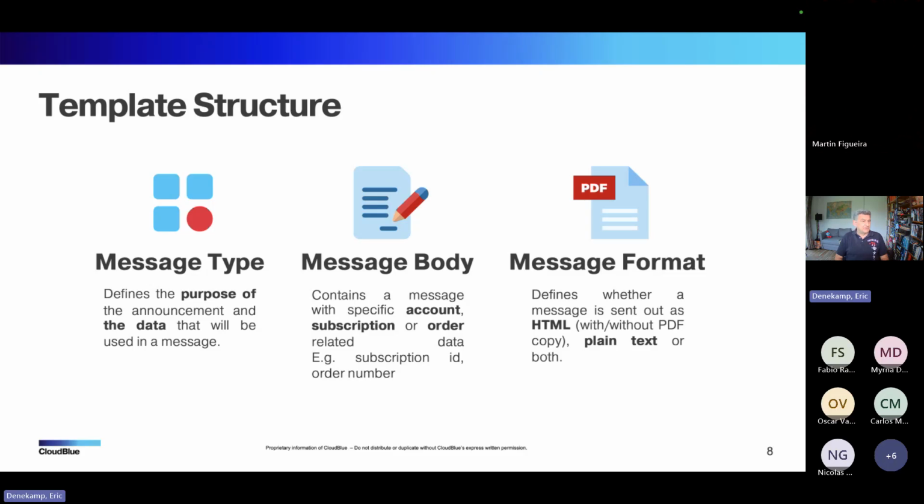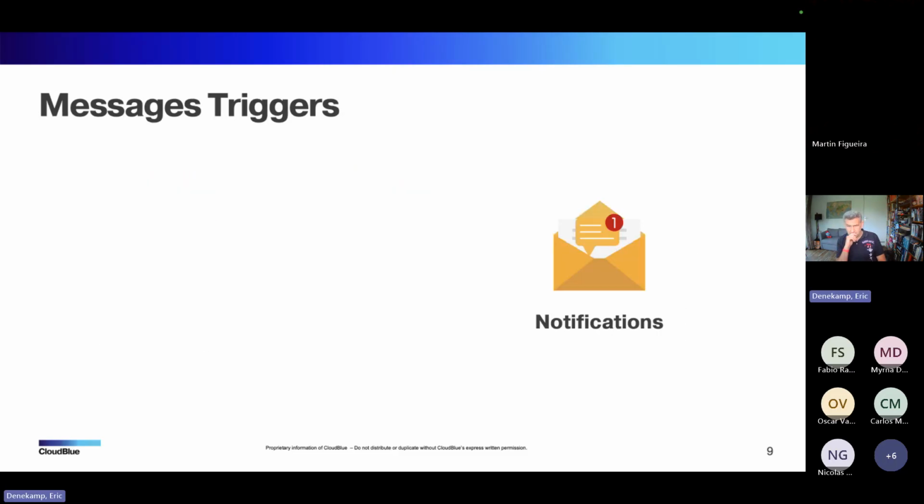And of course, you have to decide in what format you want to send out those notifications. Do you want to send it out as HTML text messages? Do you want to send it out as plain text? Do you want to use both? And eventually, there is even a choice to add a PDF attachment to it. That is a copy of that HTML body. Of course, the messages are at some point sent out based on an event. And these events, of course, are the triggers that we have.